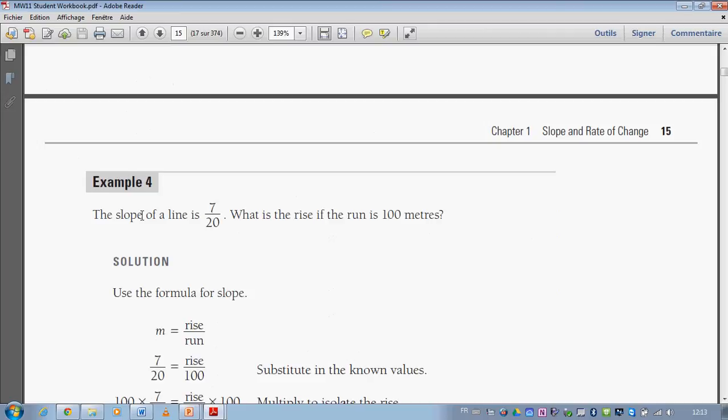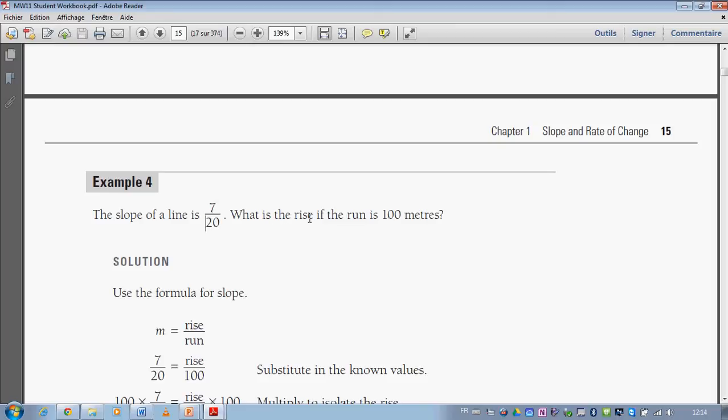Now here it gives you the slope. For example 4, the slope of a line is 7 over 20. What is the rise if the run is 100 meters? So again, a reminder that the top number here, the numerator, is actually the rise, and the bottom number here is the run. So that means 7 over 20, that's your slope, that's the rise, that's the run. And if you're provided with the run, what's the rise, following this formula, or this law, which tells you that for every 7 you go up, you go 20 horizontally.